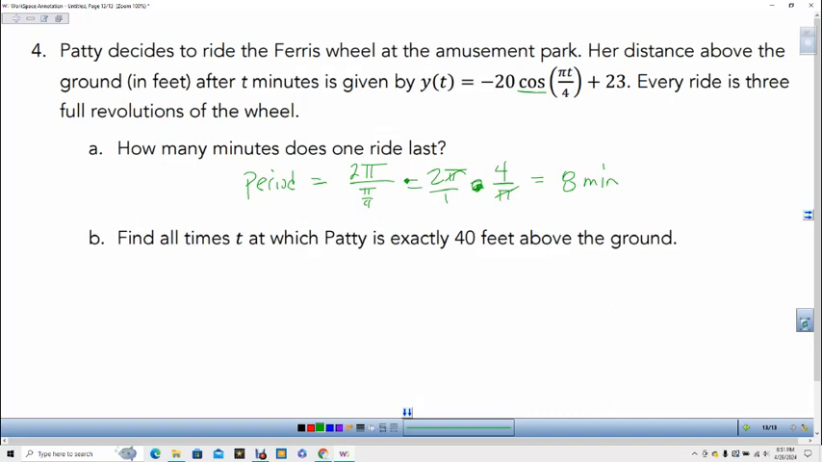All right, how many minutes does one ride last? Every ride is 3 full revolutions of the wheel. So that's the one thing that they've added here. So a period, 1 rotation, is 8 minutes. So the ride equals 3 revolutions times 8 minutes per revolution. So it's going to be 24 minutes. That is a long Ferris wheel ride.